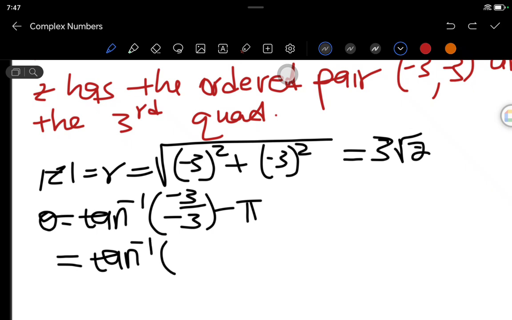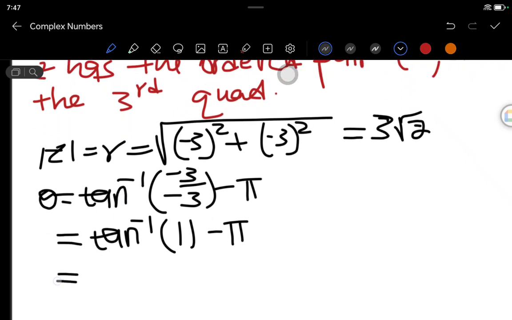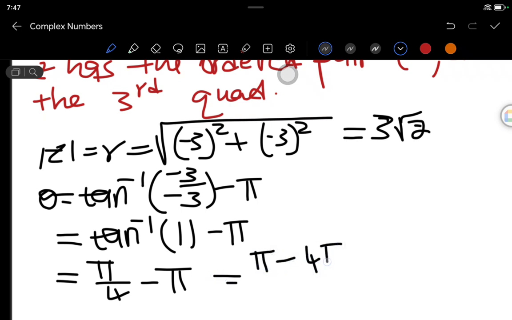This is arctan 1 minus pi, and arctan 1, already this one I know it by heart, is pi over 4. Then I'm going to subtract pi. I'm going to get pi minus 4 pi over 4 is just going to be minus 3 pi over 4. If you have a calculator, guys, you can easily do that.